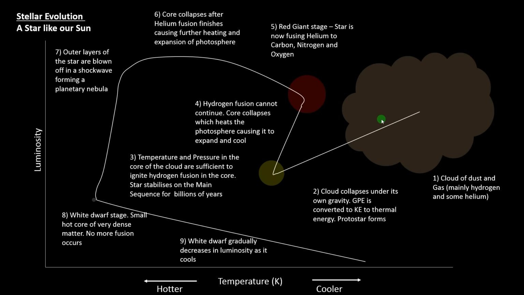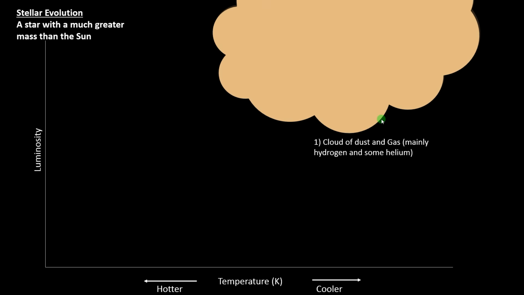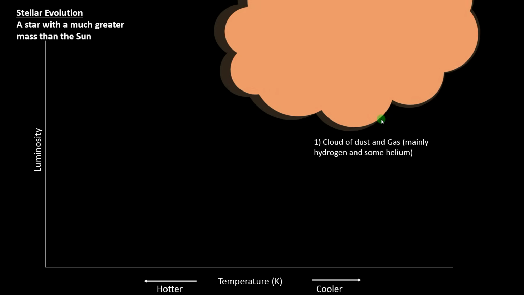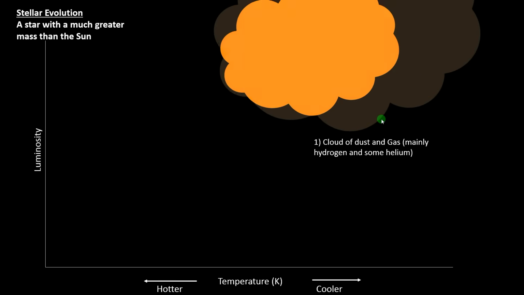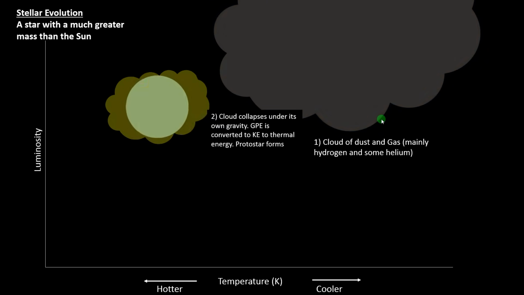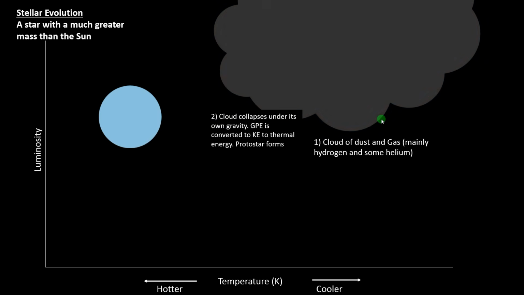The other one you need to know is a star that is significantly heavier than our Sun. So we'll look at that on the diagram as well. Again, we start with a cloud of gas, mainly hydrogen and helium again. And this cloud is obviously much larger because it's going to produce a larger star. Again, it's very luminous, even though it's relatively cool, just because it's so big. As it collapses, the luminosity drops, but the temperature increases again, due to this same process of gravitational potential energy being converted to kinetic and then to thermal.